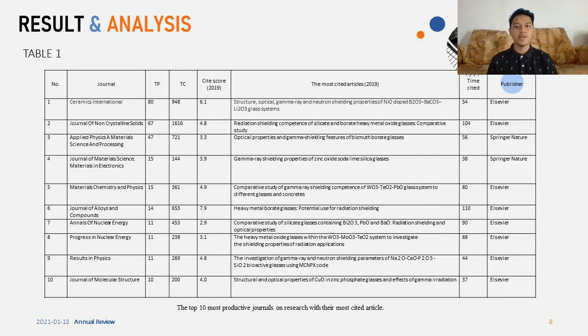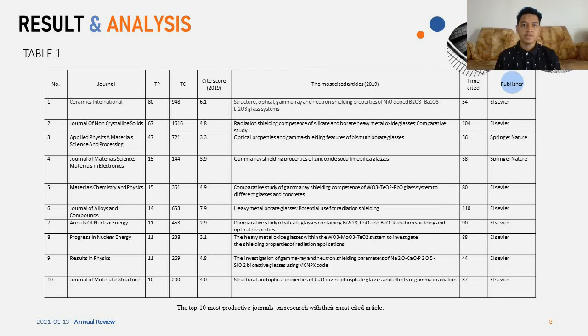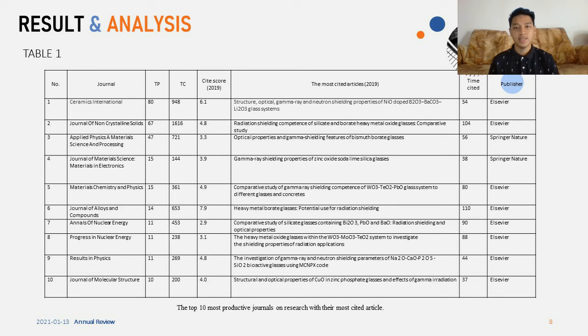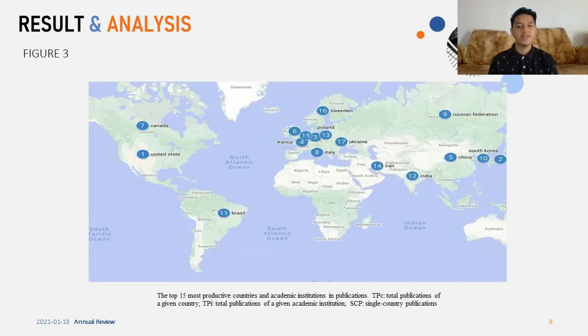Next, this is our Table 1, which is the top 10 most productive journals on research with their most cited article. The TP column shows the total of publications, while the TC column shows the total of cited. As you can see, the most cited articles were published by Elsevier and Springer Nature. Move on to Figure 3.